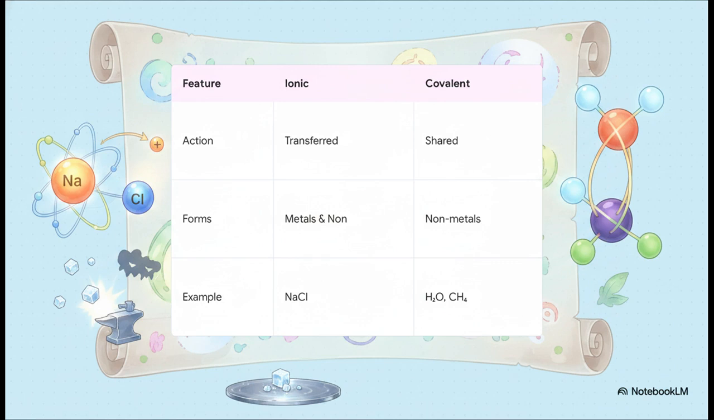The sodium transfers an electron straight over to the chlorine. Now look at the covalent bonds, the sharers. These usually form between nonmetals. Classic examples you'll see here are water, H2O, and methane, CH4. See, the hydrogen and oxygen in water don't transfer. They share their electrons to stay perfectly glued together.